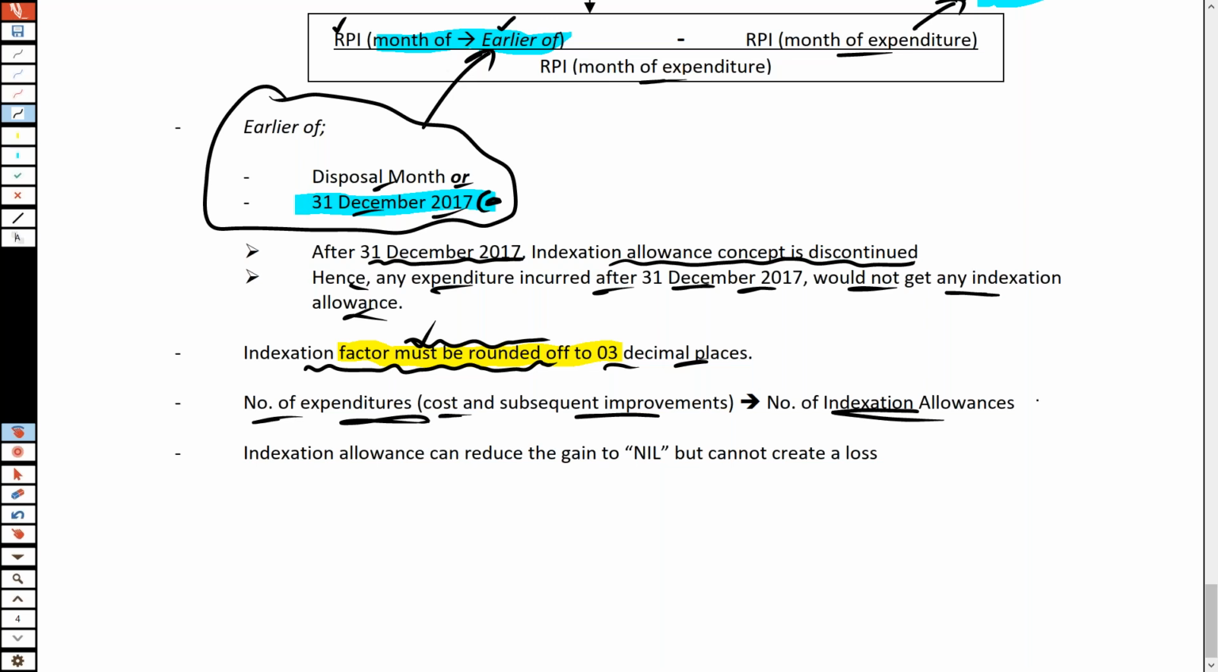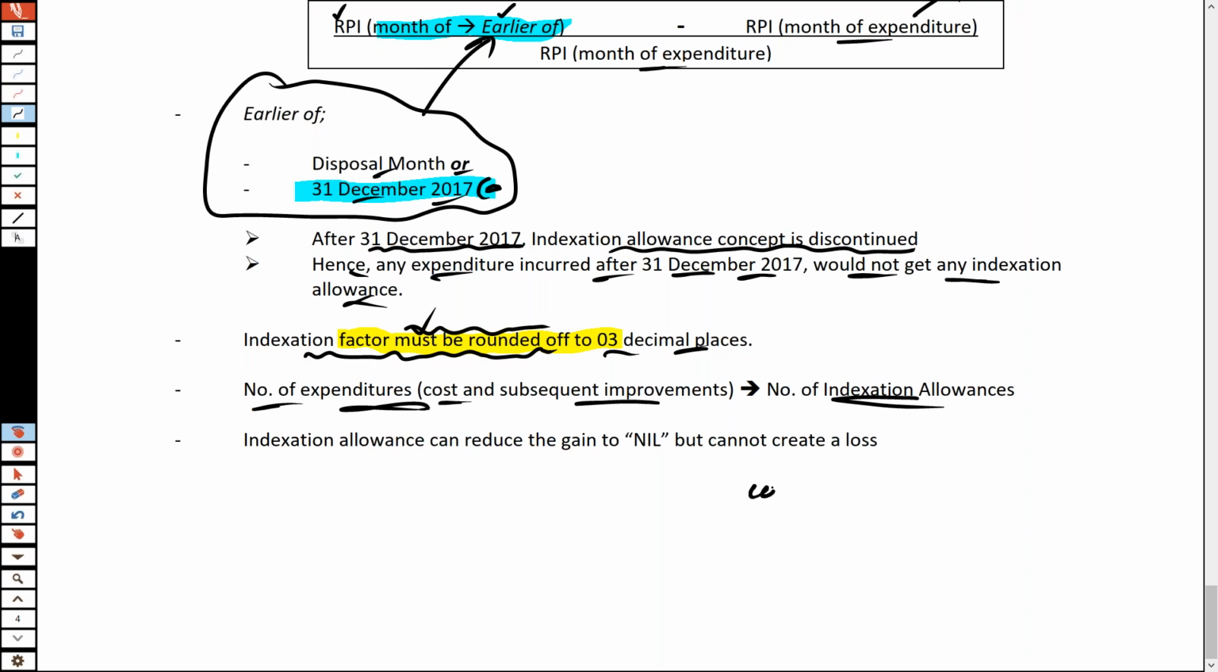For example, you incurred a cost for buying an asset on 1st April 10, but subsequently you improved that asset on 1st May 19. So we would only be taking indexation allowance for the cost and no indexation allowance for the improvement, because this improvement was incurred after 31st December 17, whereas we purchased the asset on 1st April 10, before 31st December 17. For example, let's change the date.